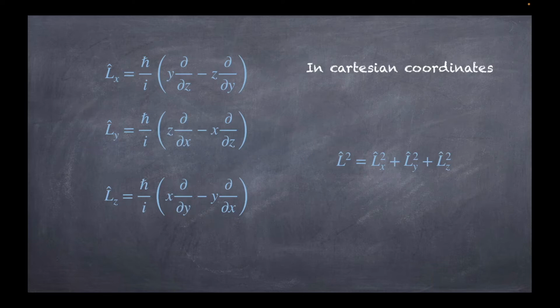Here I will be briefly describing in terms of the orbital angular momentum. Lx, Ly and Lz are the x component, y component and z component of the orbital angular momentum operator. In the Cartesian space, that means in x, y, z space, Lx, Ly and Lz are represented by these expressions. The square of the total angular momentum is L square, which equals Lx square plus Ly square plus Lz square.